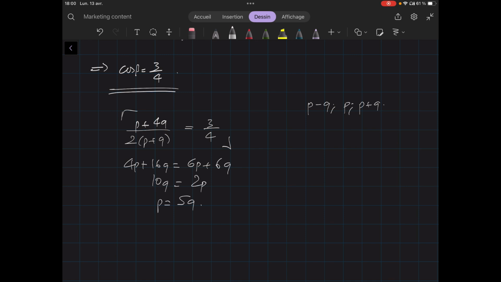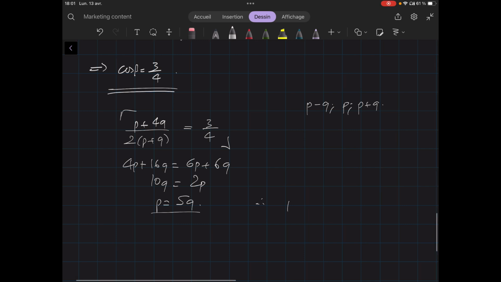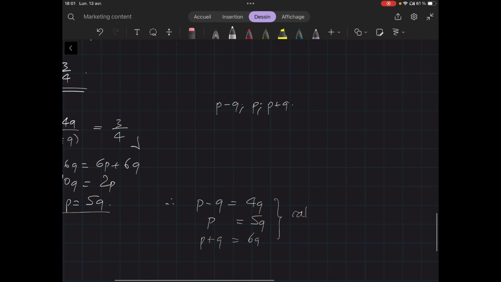P is equal to 5q. Therefore, p minus q, that is 4q. P, that is 5q. P plus q, that will be 6q. And therefore, the ratio of the sides is going to be 4 to 5 to 6. And this is the end of a question on a stat paper that was supposed to take you half an hour. Hope you find it useful.